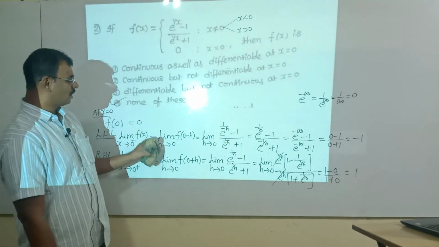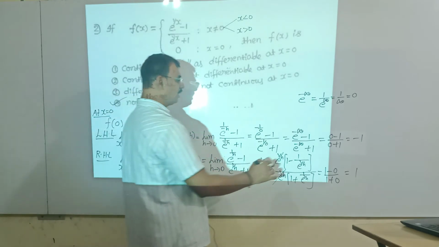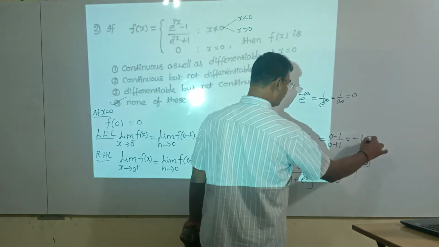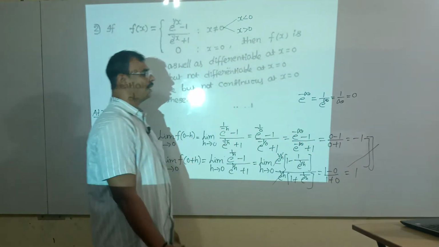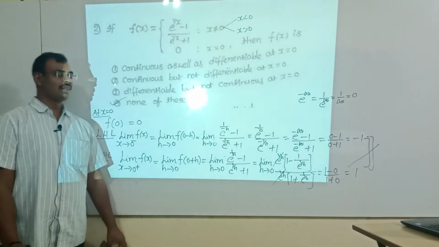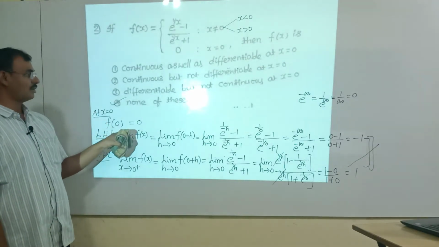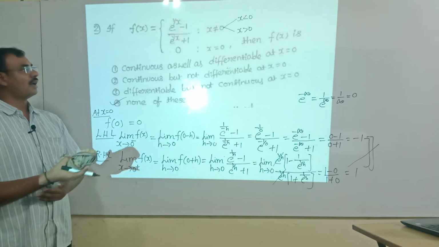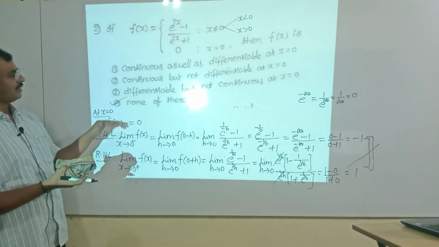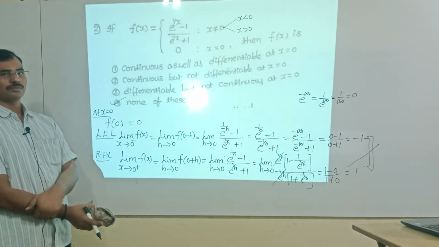Okay, so now what happened? Left hand limit, right hand limit exists but is not equal. Hence it is not continuous at x is equal to 0. It is not continuous at x is equal to 0 means it is not differentiable also.